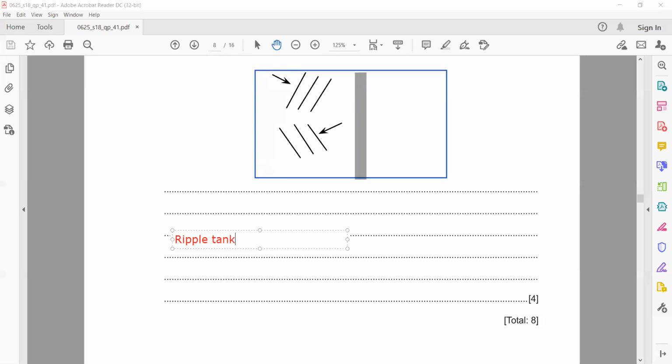So the ripple tank filled with water, having dippers. Basically dippers are used to generate or produce water waves. Using this, we will create or generate these water waves.